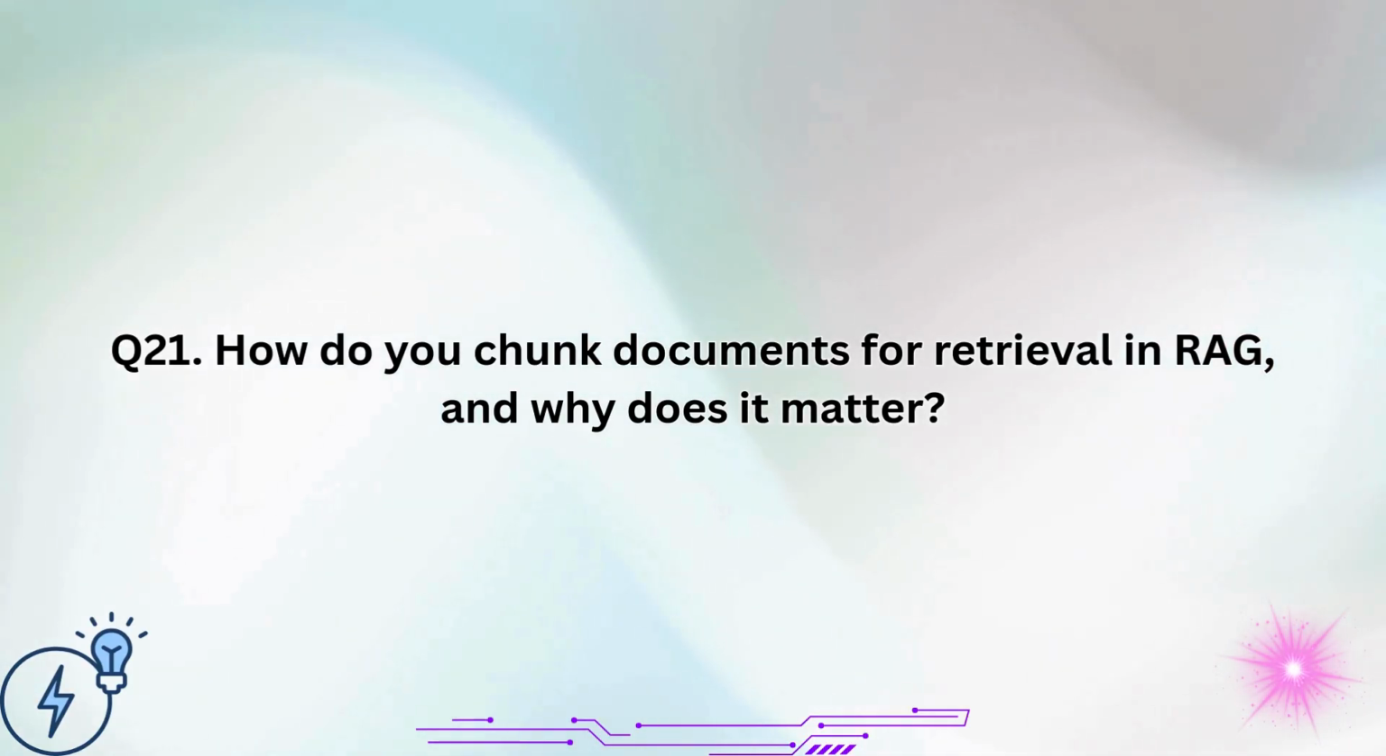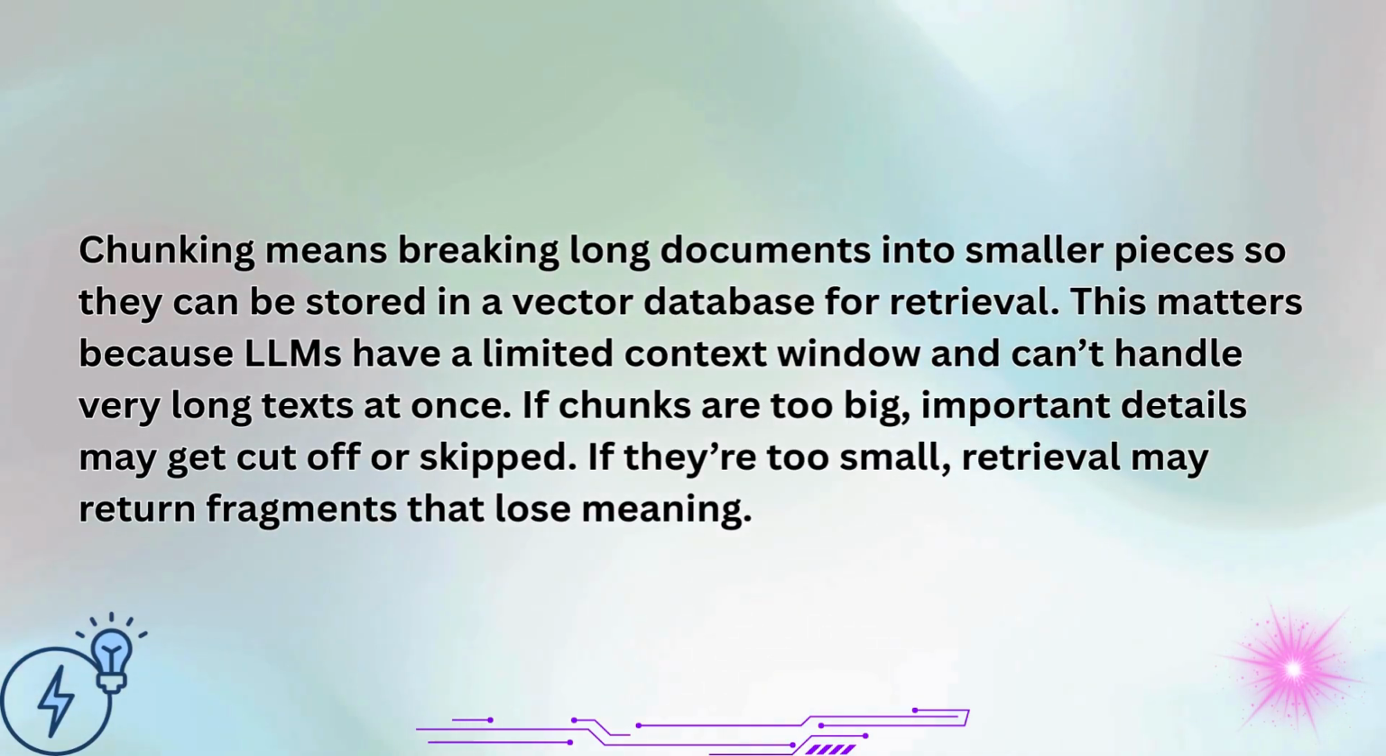How do you chunk documents for retrieval and RAG, and why does it matter? Chunking means breaking long documents into smaller pieces so they can be stored in a vector database for retrieval. This matters because LLMs have a limited context window and can't handle very long texts at once. If chunks are too big, important details may get cut off or skipped. If they're too small, retrieval may return fragments that lose meaning.